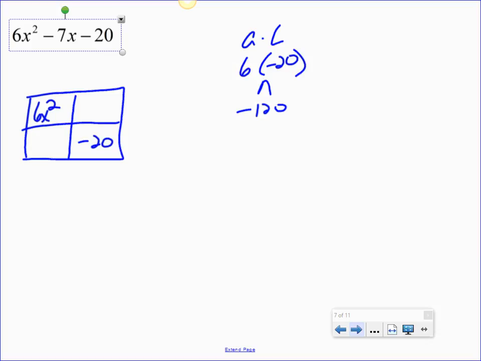And again, this may take some time for you, but if you just make your factor pairs, you could have a 1 and a negative 120.